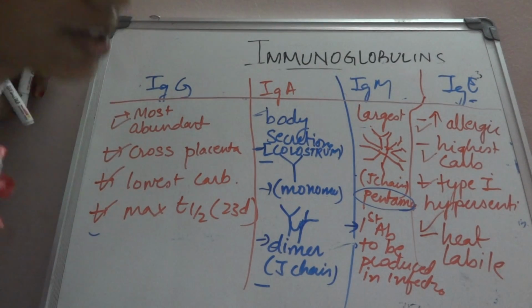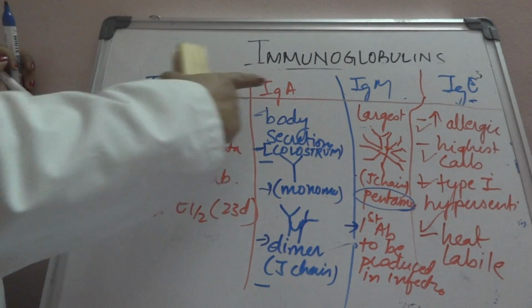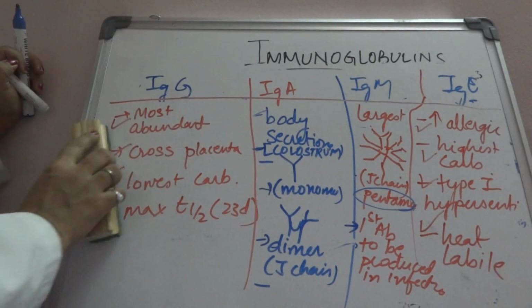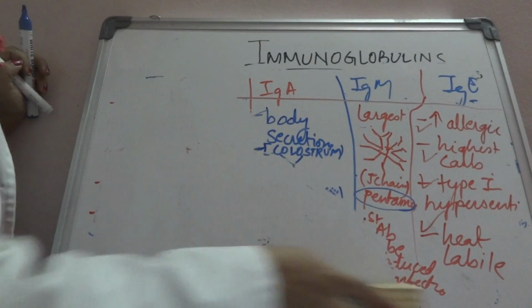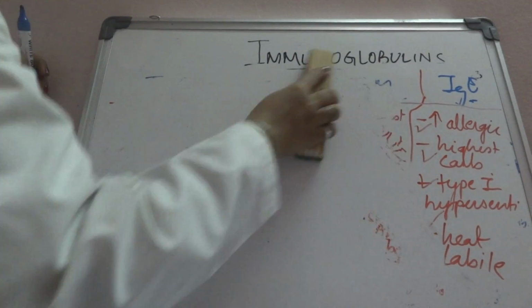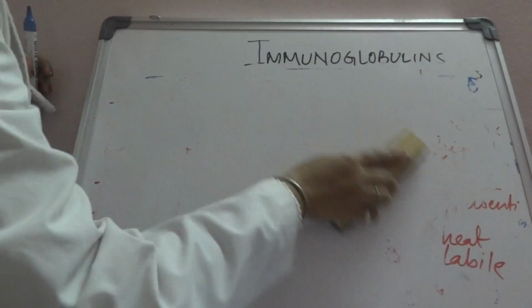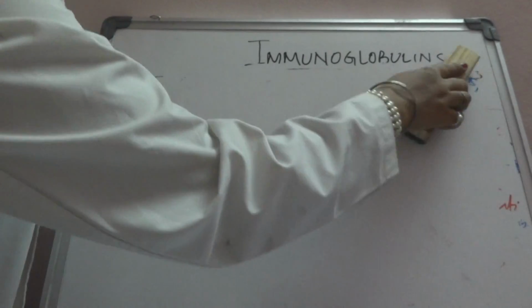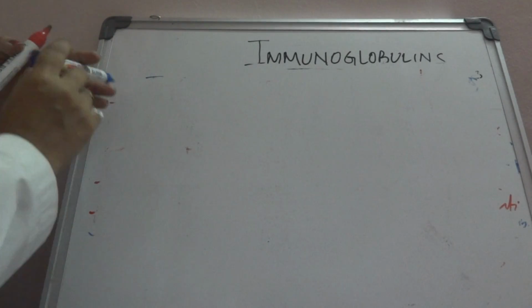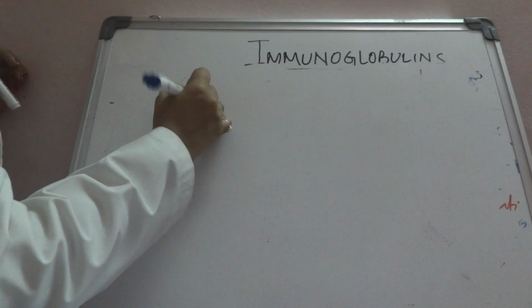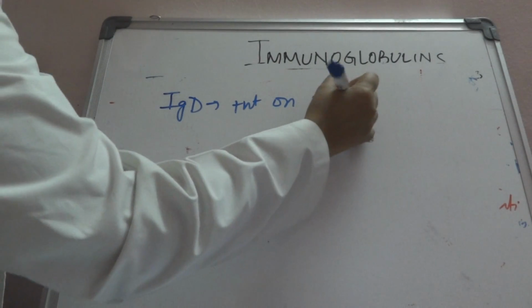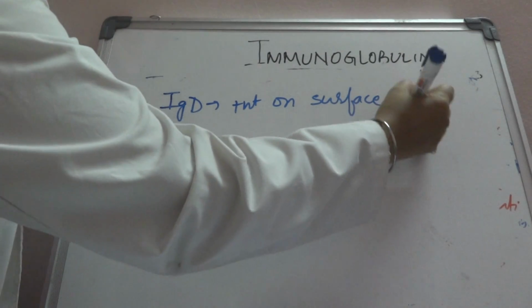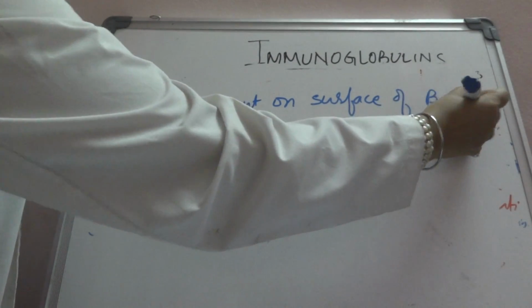In the whole discussion we left one, D. IgD is important. It has one important function: it is present on the surface of B cells. So this we have to remember.